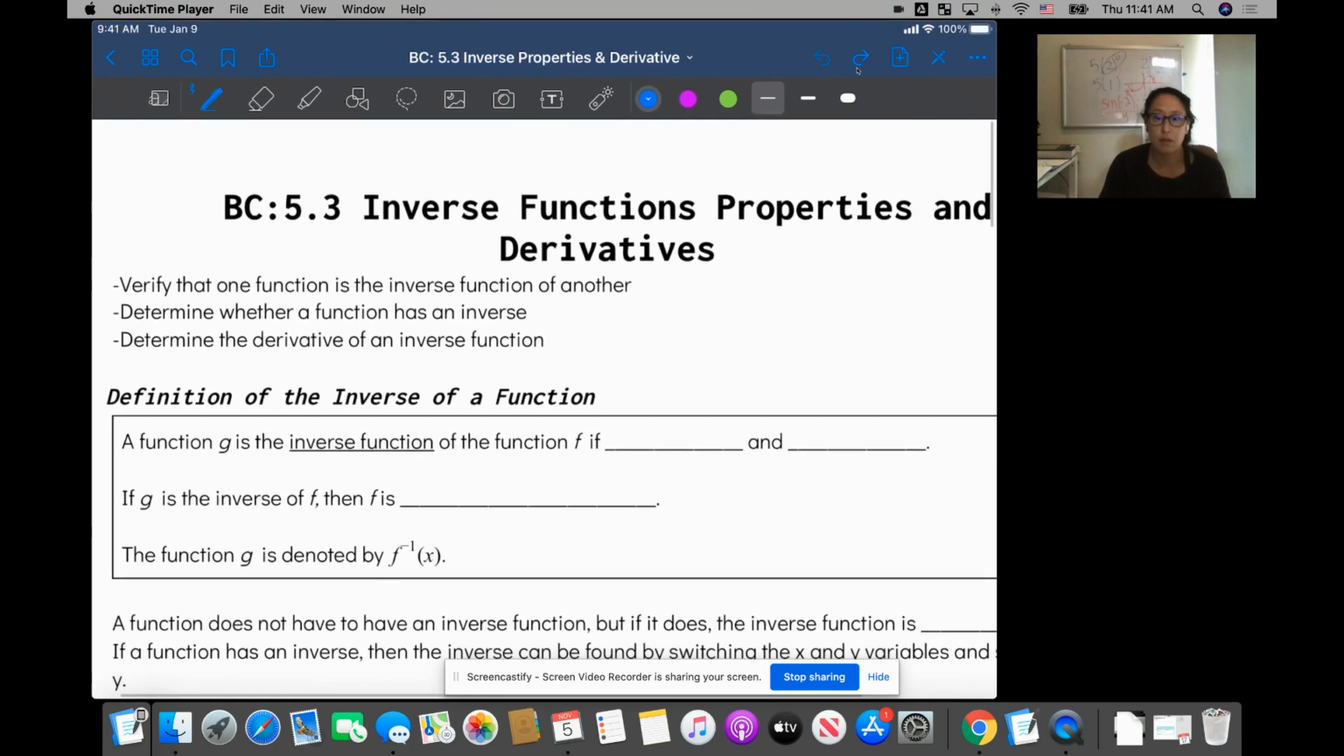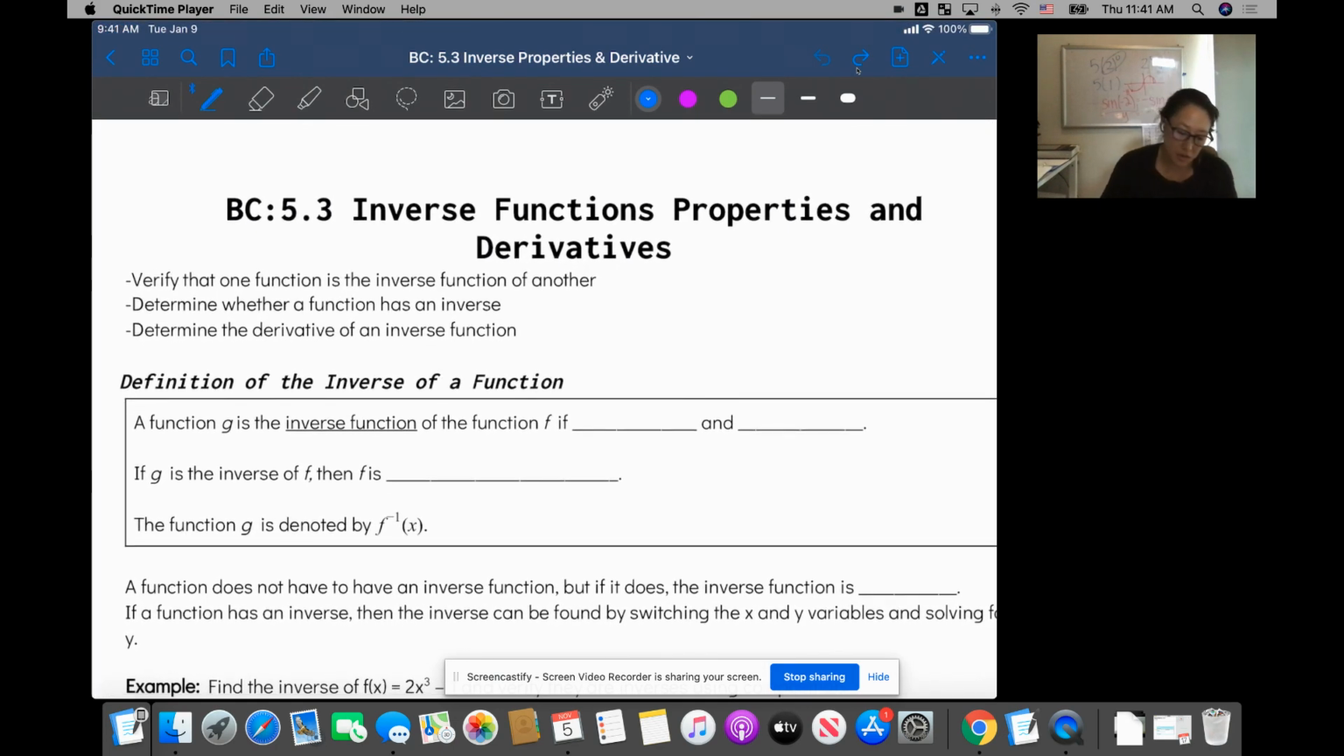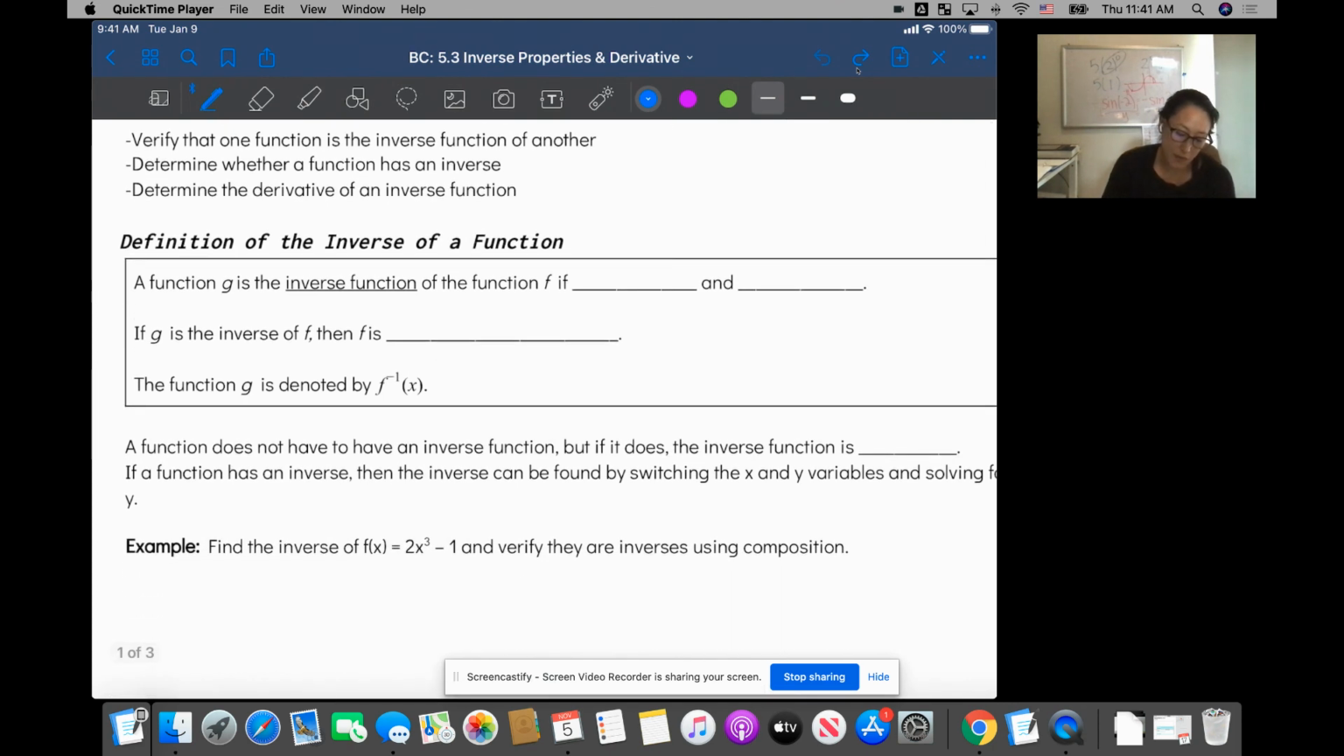Today is inverse functions and derivatives. So remember, if a function g is the inverse function of the function f, then f of g of x is equal to x, and g of f of x is equal to x. So when I compose the functions, they equal the input x. So if g is the inverse of f, then f is the inverse of g.